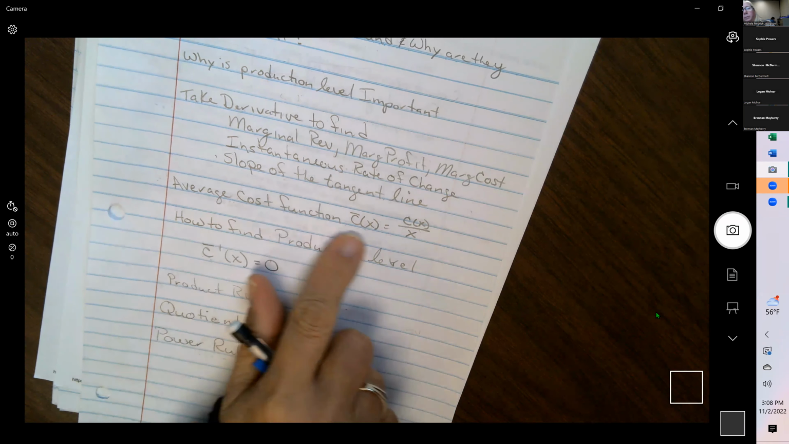Product rule. That's when 2 things are multiplied together. And we learned it by first and second. So you have your first quantity times your second one. That means the derivative then is the first times the derivative of the second plus the second times the derivative of the first.